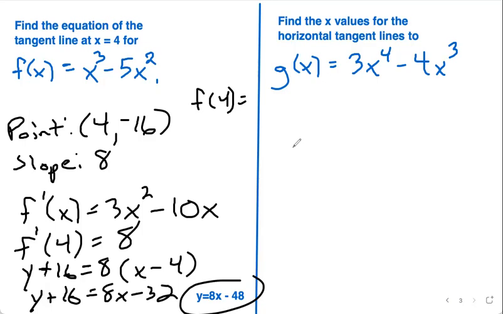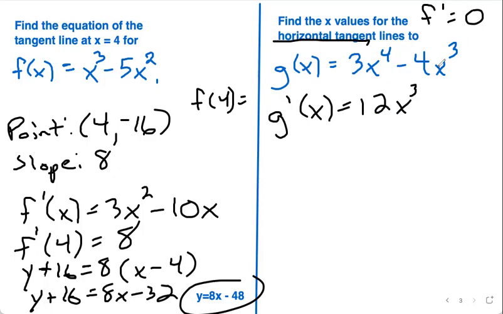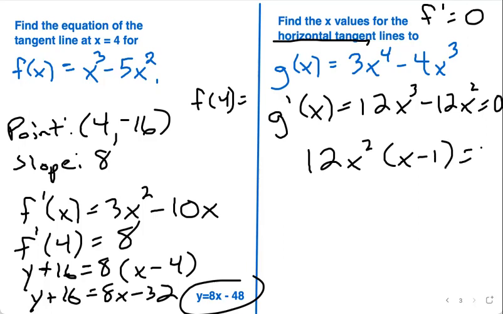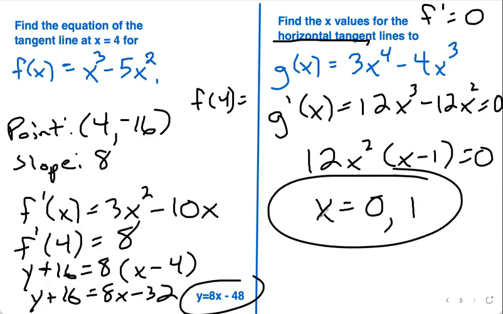Now, if you're asked to find a horizontal tangent, that is where the derivative is equal to 0, because I want where the slope is 0. So I would take the derivative over here instead: put the 4 in front, subtract 1 from the power, put the 3 in front, subtract 1 from the power, and set it equal to 0, because I want to know where the slope is 0. Now we're doing some factoring. Take out a 12x squared, and you're left with x minus 1. Set each factor equal to 0, and you get x equals 0 and x equals 1. And these are the x values for the horizontal tangent lines.